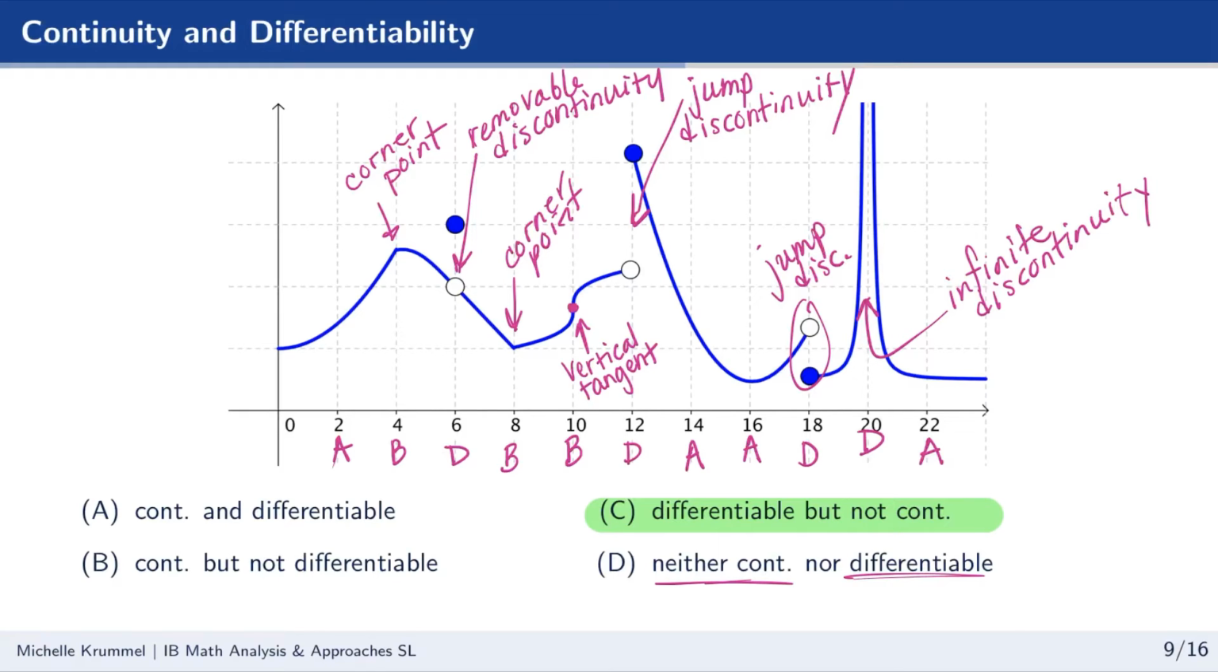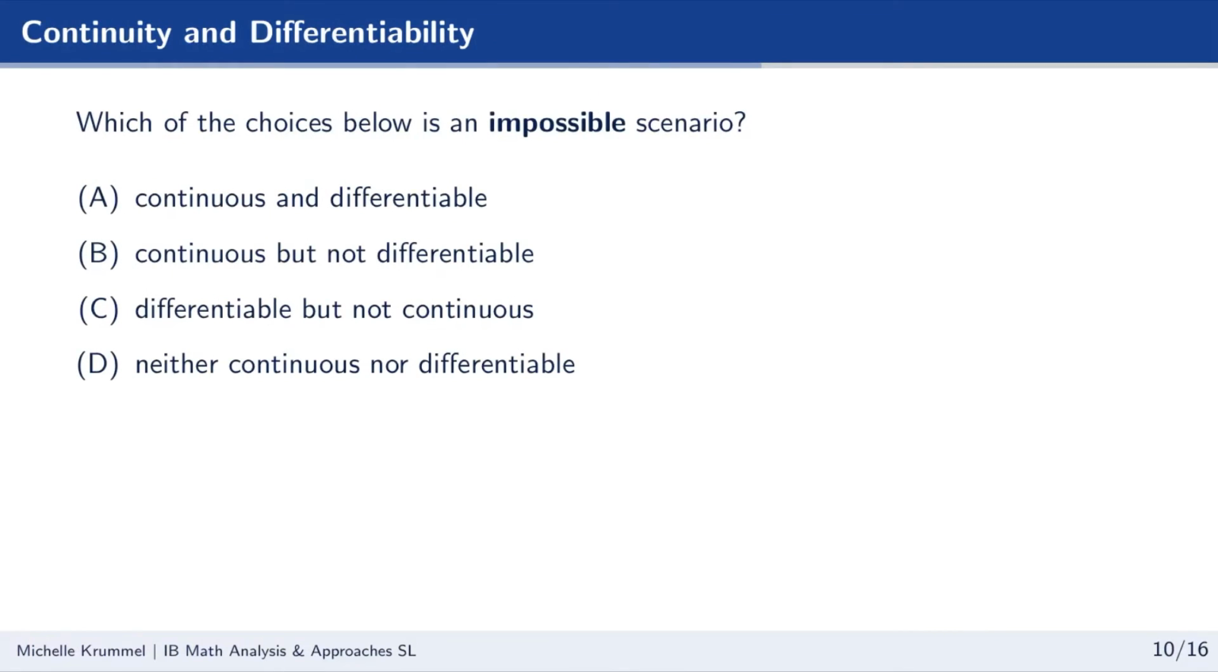Is it possible for a graph to be differentiable but not continuous? Well, remember, not continuous means discontinuity, and discontinuity is immediately a deal breaker for differentiability. So it is not possible for a function to be differentiable but not continuous. That is an impossible scenario.